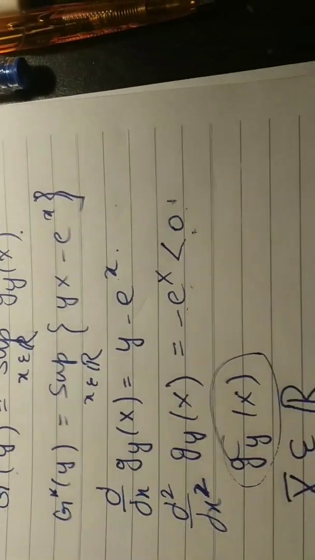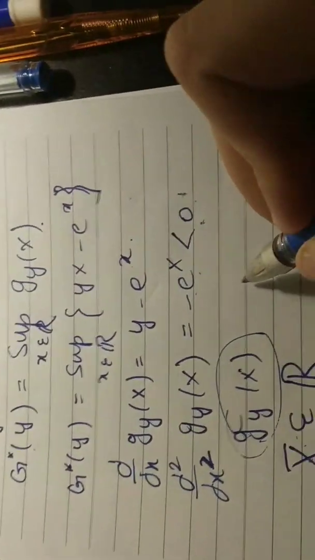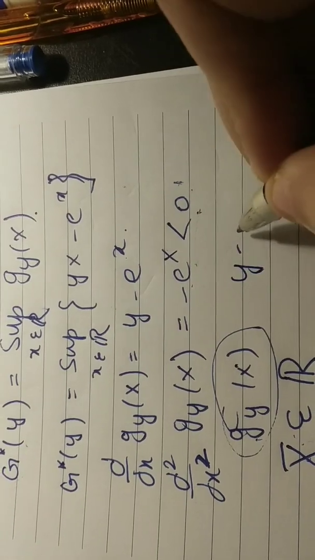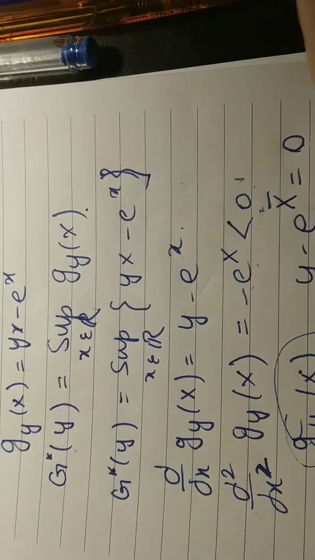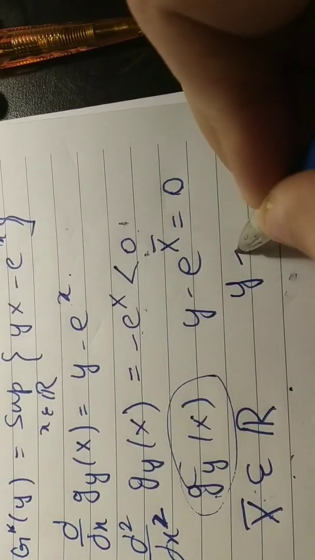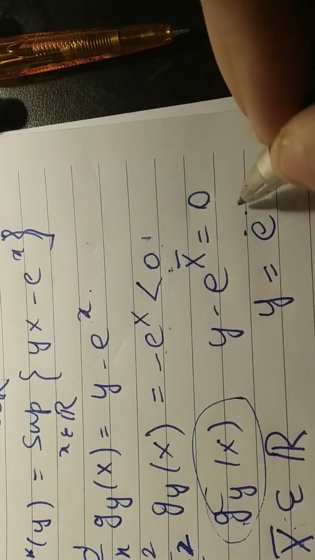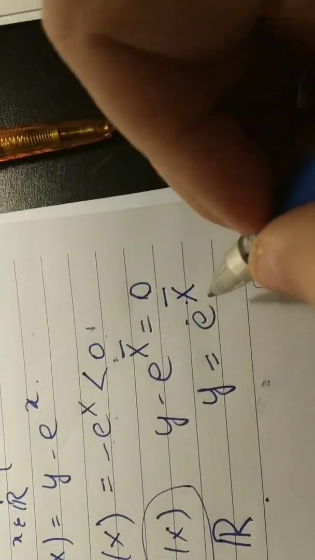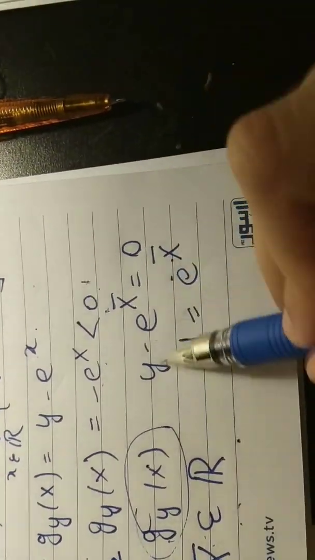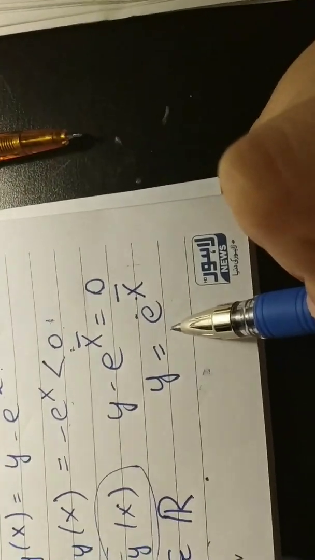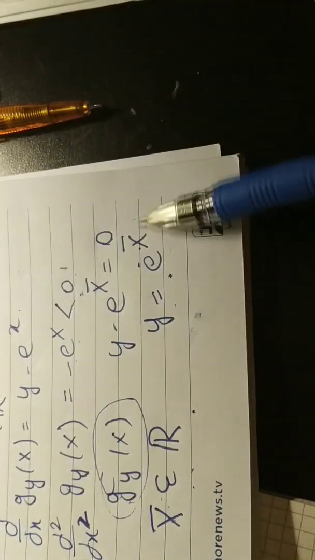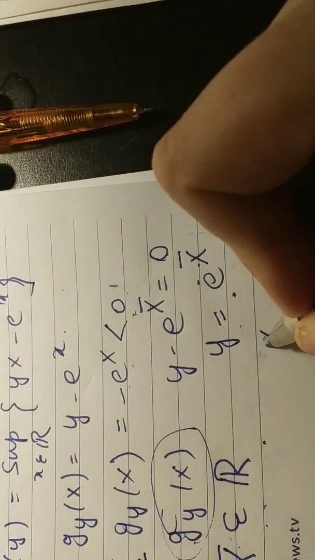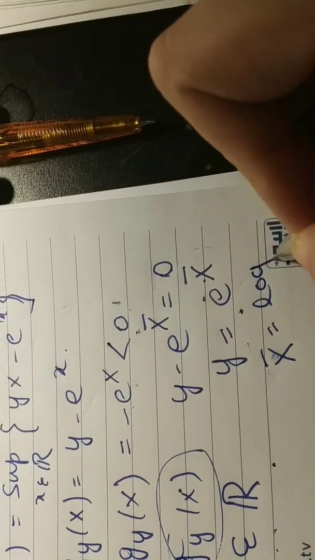Because we have taken the x bar, we will also convert it like y minus e to the power x bar is equal to 0. Then y is equal to e to the power x bar, and this is called the critical point. And we will also take log on both sides, and then we will get x bar is equal to log y. You know the definitions of log.